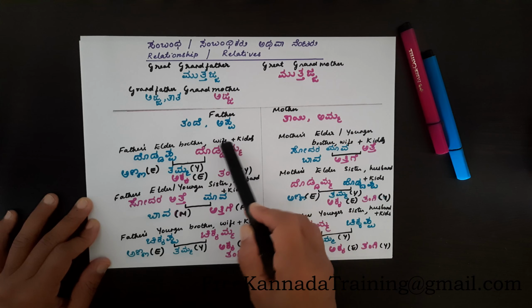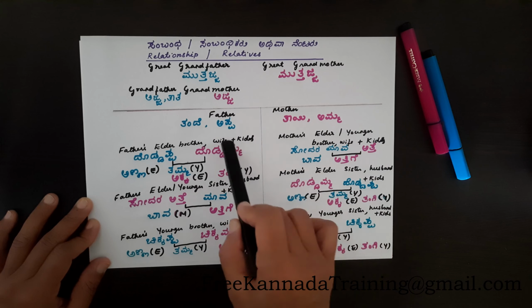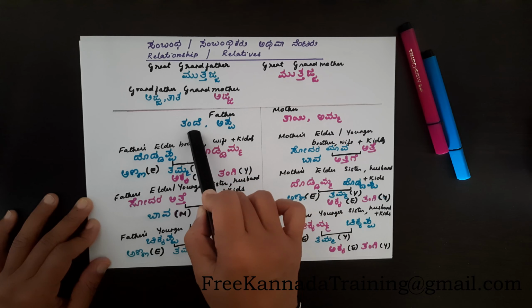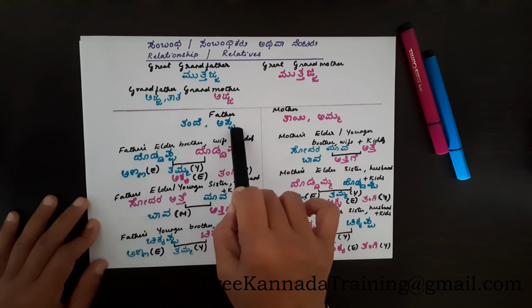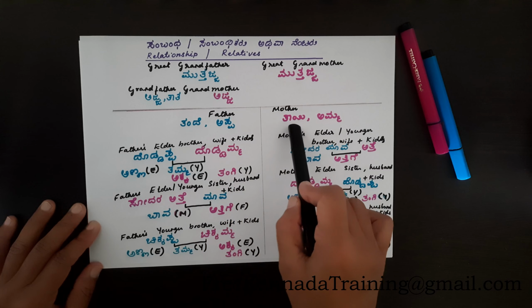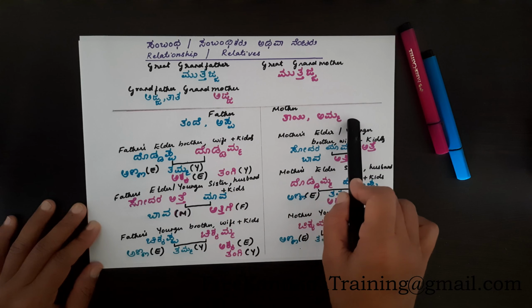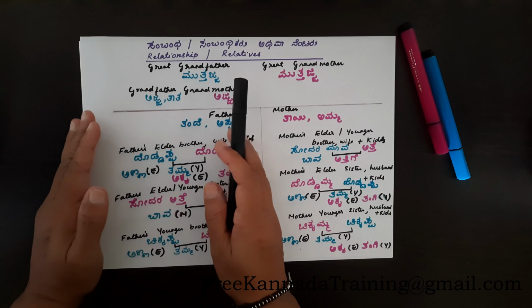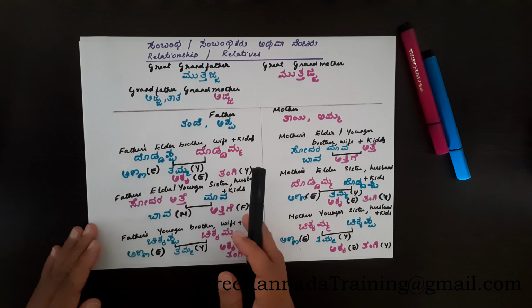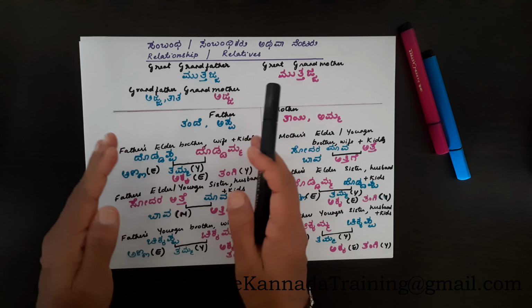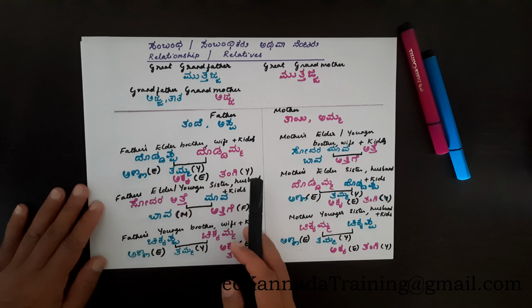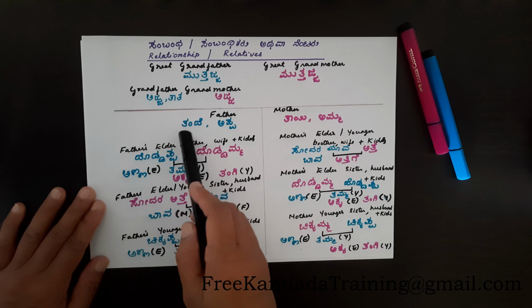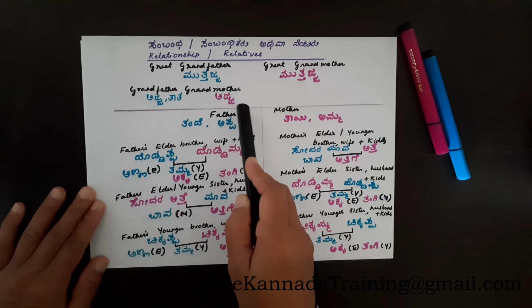Next is father and mother. Father is tande or appa. Mother is taayi or amma. So let's see the father side of relatives. So tande or appa is father.